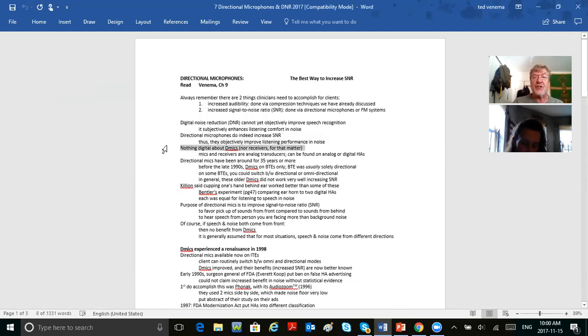Now, there's nothing digital about directional mics. Nor is there anything digital about receivers for that matter, okay? Remember, mics and receivers are opposite. Remember that mics and receivers are simply transducers. A microphone changes sound into electricity, and a receiver changes electricity back into sound. A frown is an upside-down smile, a smile is an upside-down frown. A mic is a backward speaker, a speaker is a backward mic. Okay? They're just transducers. So there's nothing digital about them.